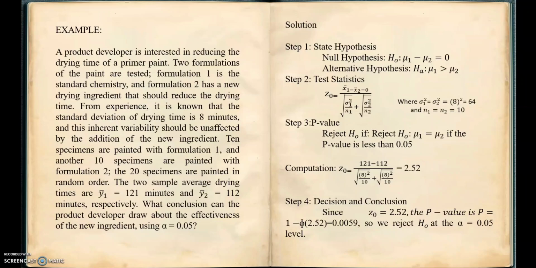For the last step, we have the decision and conclusion. Since z sub 0 equals 2.52, the p-value is p equals 1 minus phi of 2.52, which equals 0.0059. So we reject the null hypothesis at the alpha equals 0.05 level. So that's all for this chapter. Thank you.